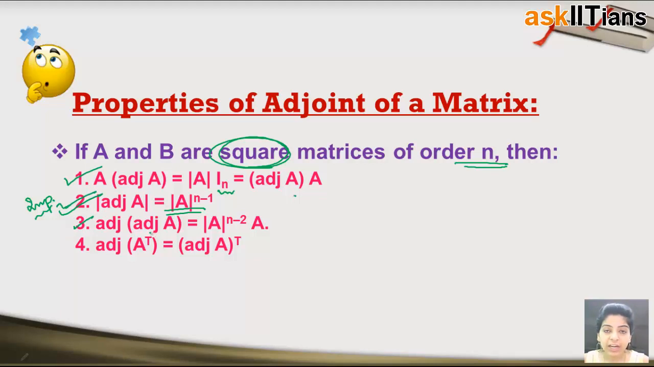Next we have adjoint of adjoint A is equal to determinant of A raised to n minus 2 into matrix A. This property is in fact also very useful. Do remember it.